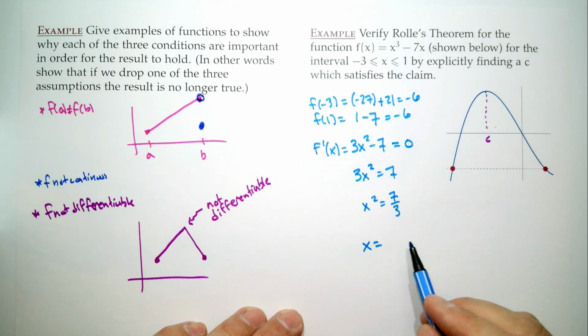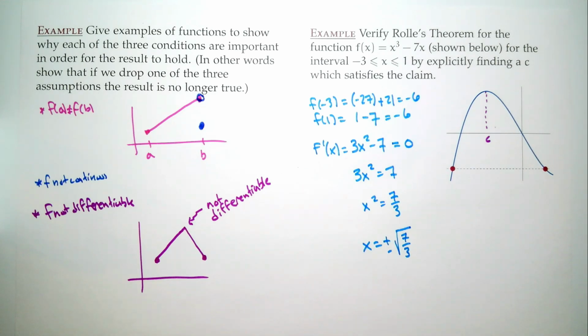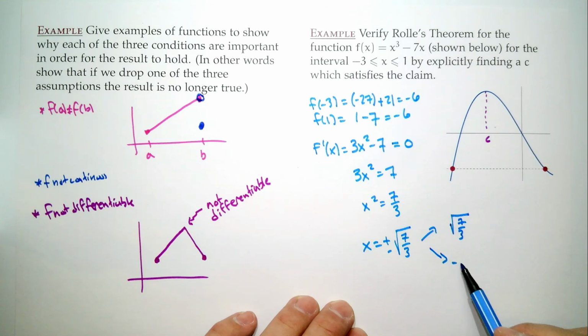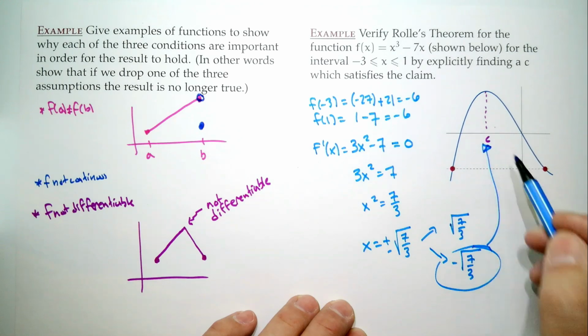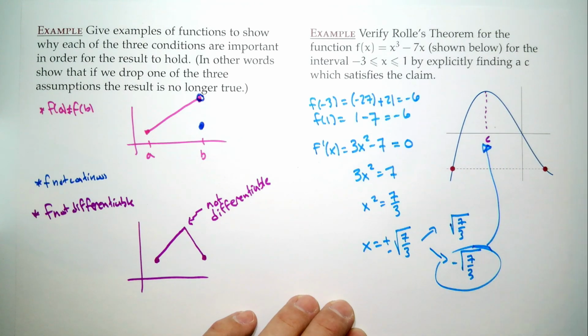So what is x? Plus or minus the square root of 7/3. Now, remember the claim. I don't know exactly what the square root of 7/3 is, but I do know one thing. It's bigger than 1, because 7/3 is bigger than 1. So the claim, remember, is that there's some point in between. Is either one of these 2 points in between negative 3 and positive 1? Yeah, the negative square root of 7/3. So that's what c is. This point would be somewhere on the other end over here where it dips down. So this is our desired c. So we found our c that we were looking for.